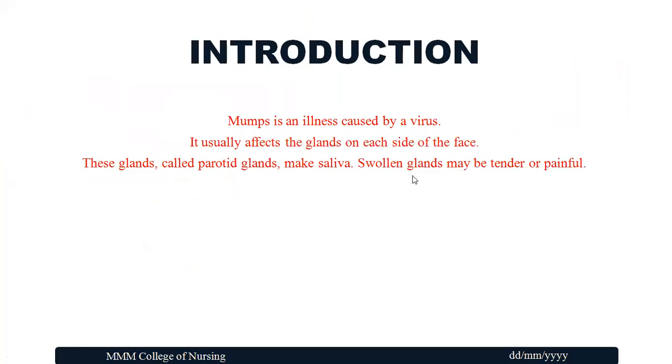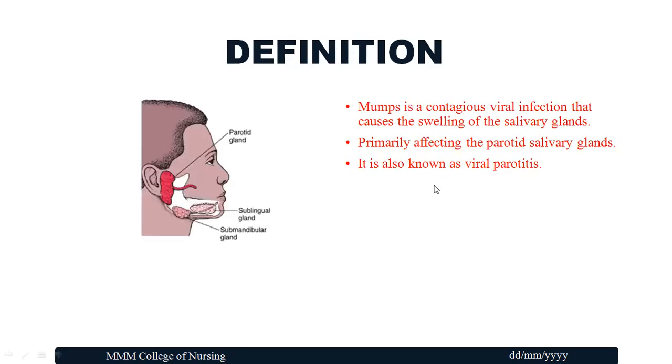Introduction. Mumps is an illness caused by a virus. It usually affects the glands on each side of the face. These glands are called parotid glands, which produce saliva. The swollen glands may be tender or painful.